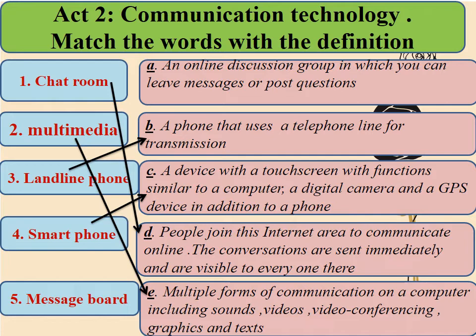Number five, message board. Message board là bảng ghi tin nhắn, ghi chú. An online discussion group in which you can leave messages or post questions. I think this task is easy for you, right? So how many right answers do you have in this task? After checking your answers. Now finish task 2, let's move to the next task.